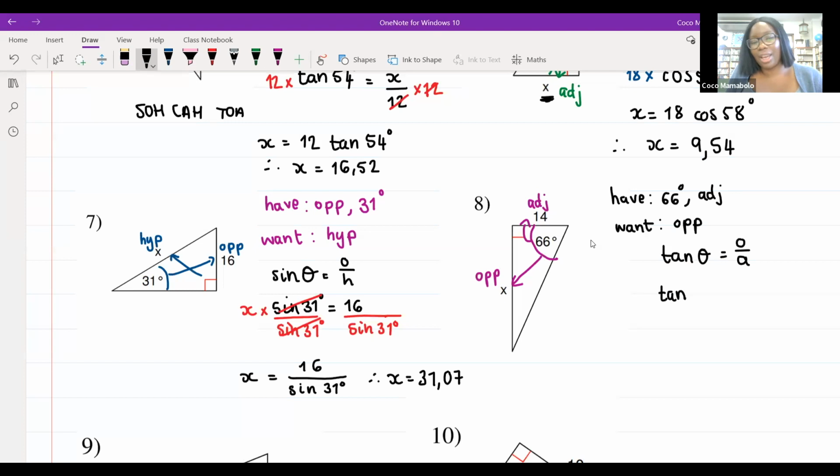Good. So I'm going to write tan of 66 is equal to, finish up. What's my opposite side called? X. Good. X over? 14. Good. X over 14. How do I get rid of 14? You have to times by 14, ma'am. I'm going to times by 14 on this side, times by 14 on that side. Excellent. Those two will cancel. Therefore, X is equal to 14 tan of 66. Punch that into your calculator.